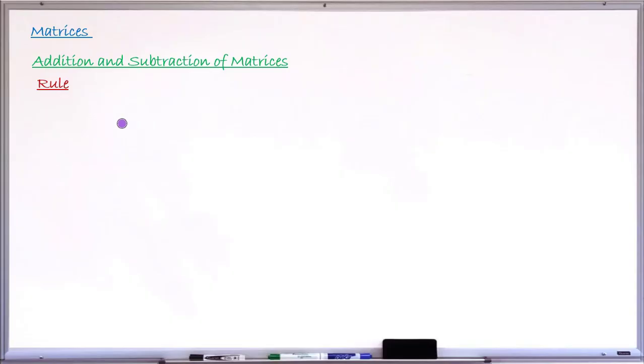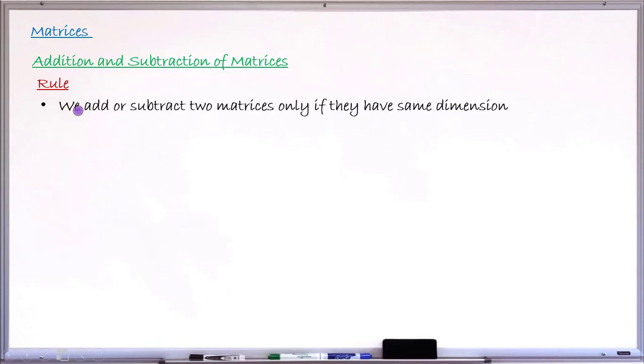To begin the lesson, my dear student, let us learn the rule. It is this rule that will be our guide in attempting to do addition and subtraction of two matrices. Before you add or subtract two matrices, the condition is that those two matrices must have the same dimension. If the dimensions of the two matrices are the same, then you can add them. Similarly, you can subtract them. But if the dimensions of those two matrices are not the same, addition and subtraction cannot be performed on them.